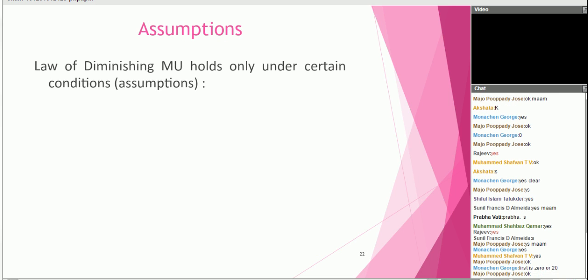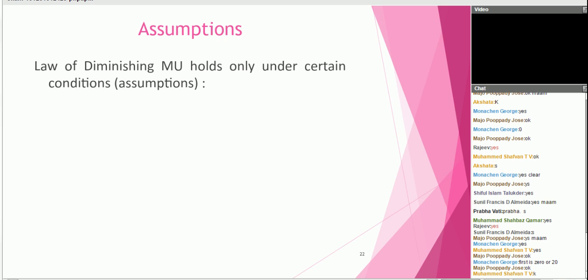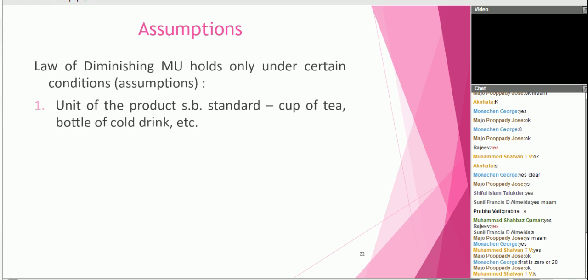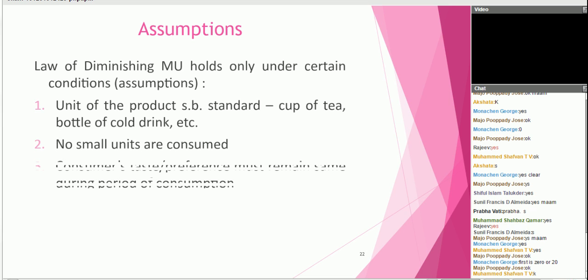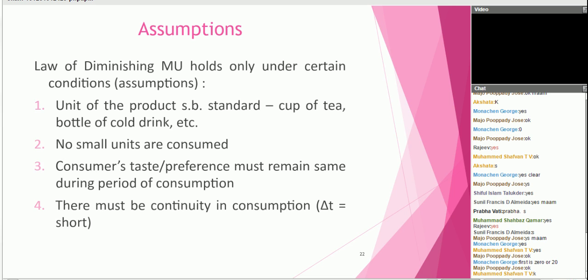Now what are the assumptions of this law? As the law of demand, this is also a law which is based on certain assumptions. The first is that the unit of the product is standard. It can be a cup of tea, a bottle of cold drink, one apple, one banana, one cake, one pastry, anything that is measurable. Then no small units are consumed. Consumer's taste and preference remains the same. And there must be continuity in consumption.